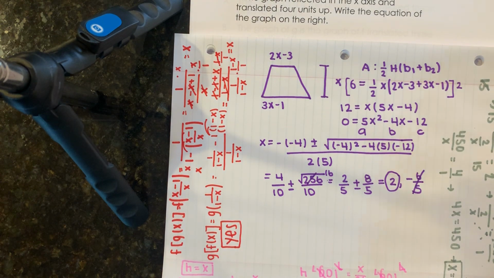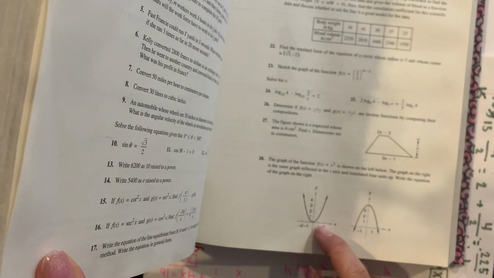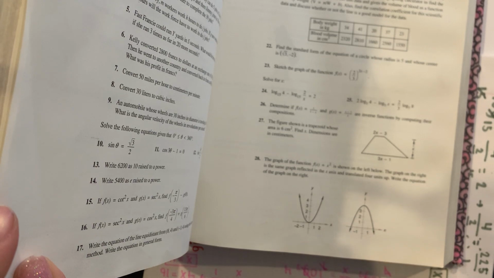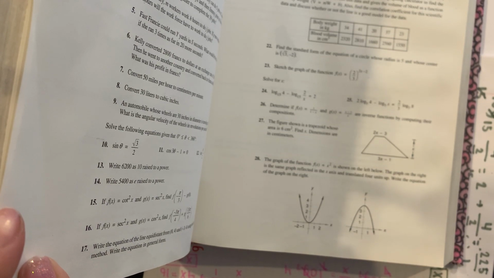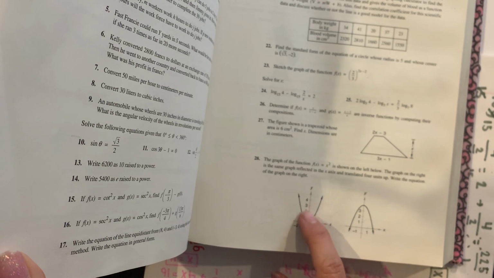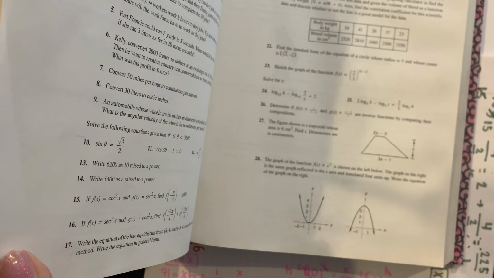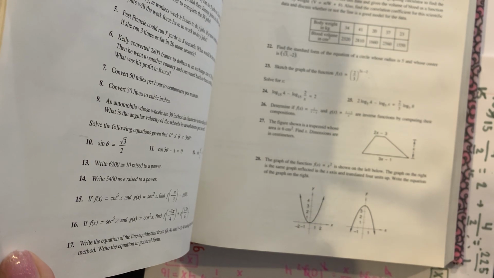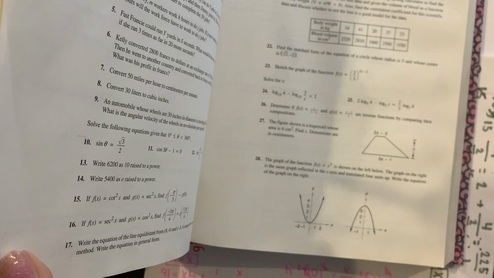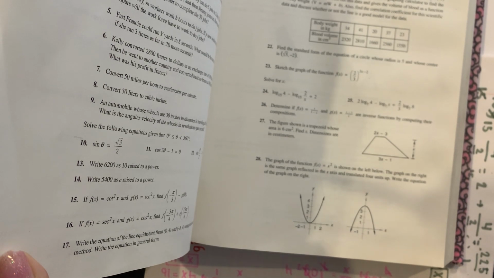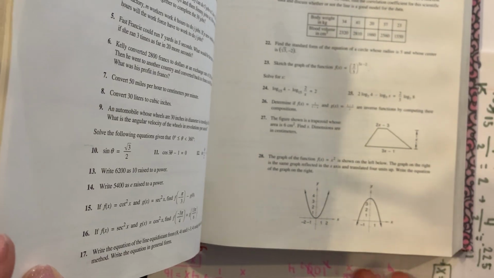Now moving on, we're going to look at number 28. So number 28 is right here. It says the graph of the function f of x is equal to x squared is shown on the left below. The graph on the right is the same graph reflected on the x-axis and translated 4 units up. So this is going to go 4 units up, but it's also mirroring down on the x-axis, which means that all the x values are going to stay the same, but everything that you get on the output is going to be negative because it flips down.